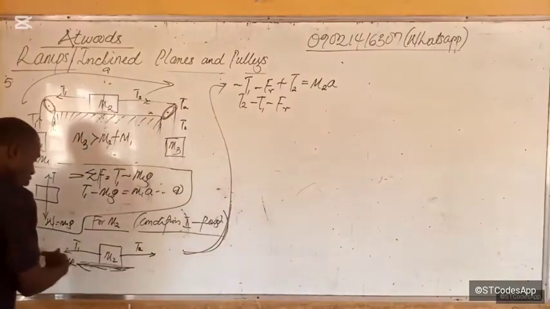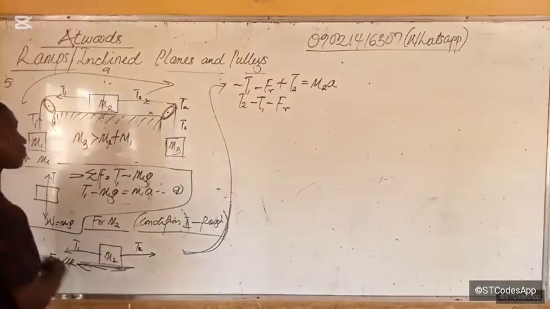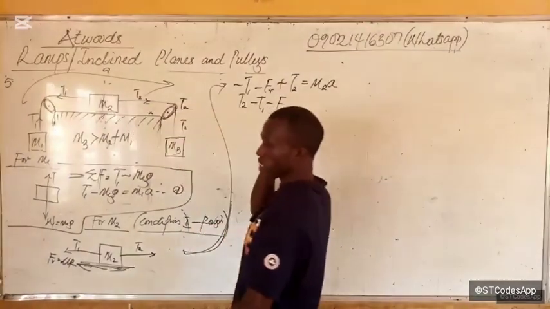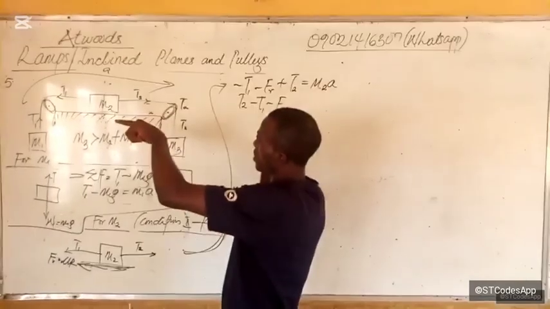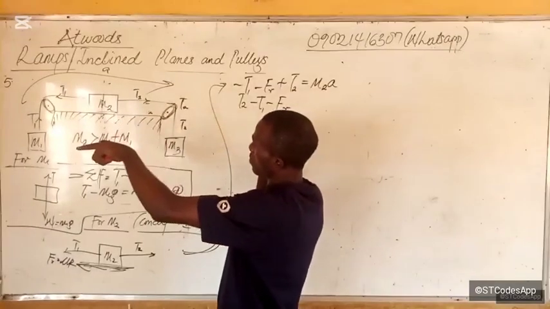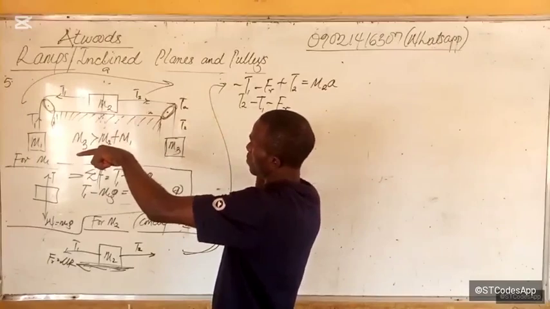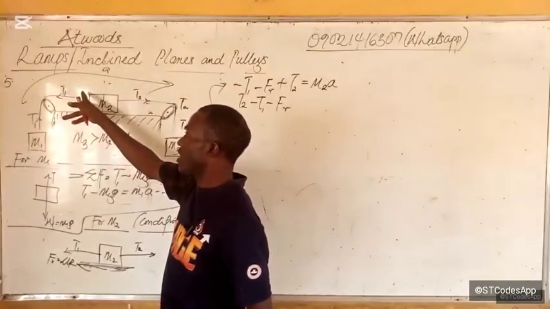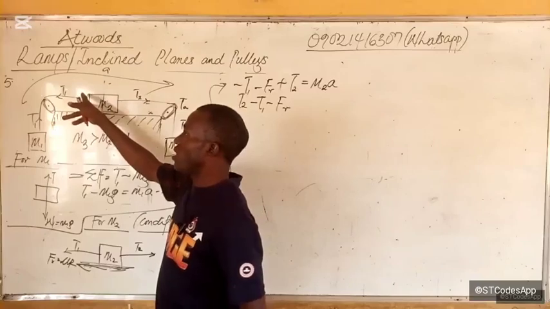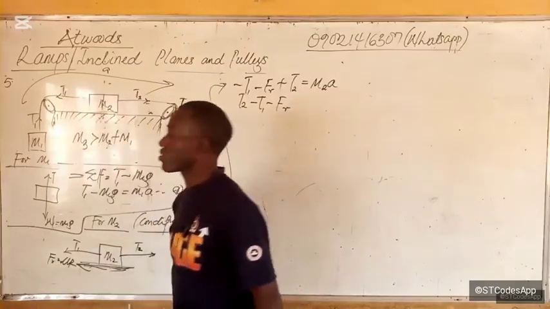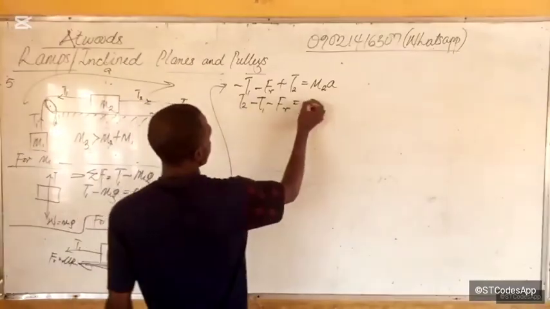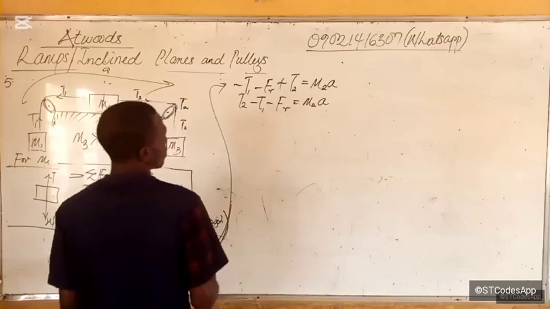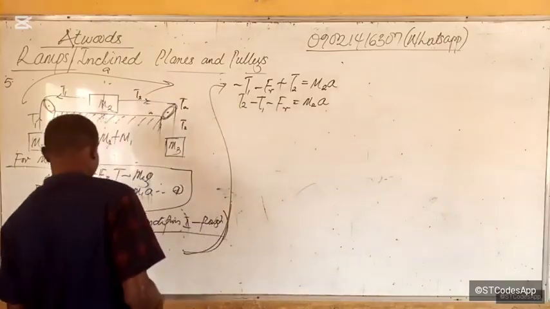All right, then tension T1 will also oppose motion, right? When it's pulled here, tension will be felt in that direction. Do you understand? All right, because if we cut this rope here, this thing will go that direction. Okay, so we have that this is equal to M2A.